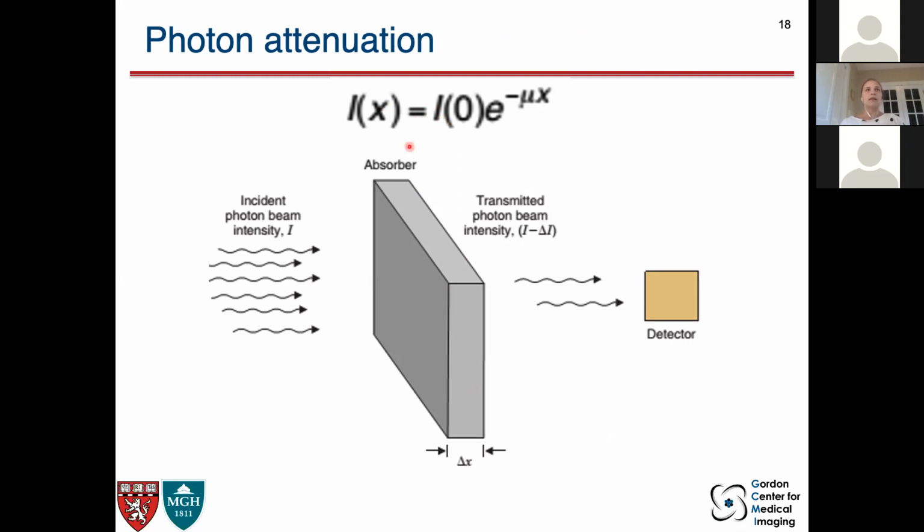This equation relates the intensity that we would measure if we put the detector on the other side of the material to measure how much radiation is coming through. It relates this intensity to the intensity that was incident on the material. And it depends, as you see, on the thickness of the material and on mu, which is the attenuation coefficient.